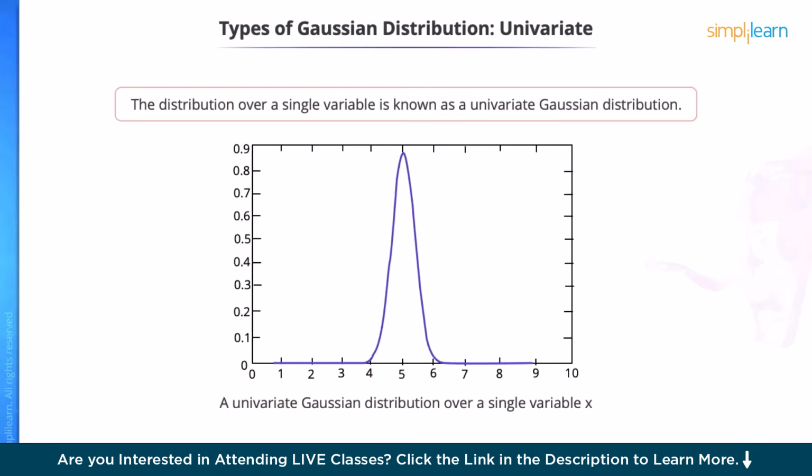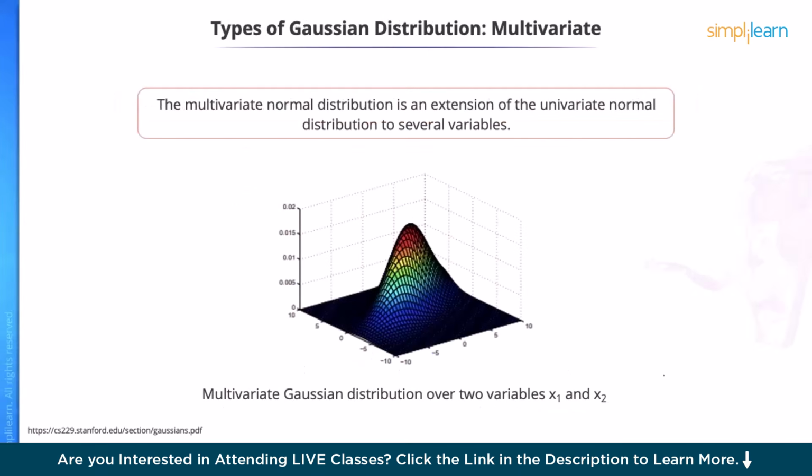Gaussian distribution can be univariate, which describes the distribution of a single variable x. It can also be multivariate, where it is used to describe the distribution of several variables. It is represented in 3D or ND formats.